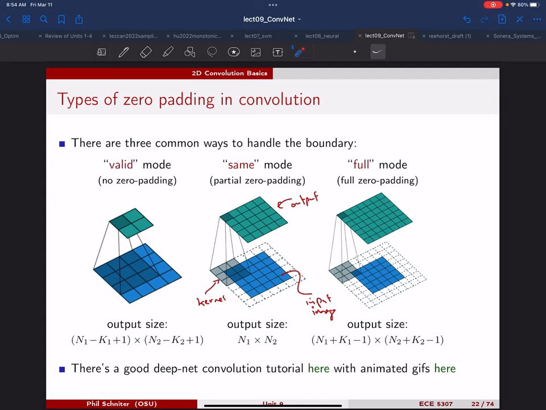And the trouble with that is, you might say, I've done this convolution, and now I've shrunk my image. And if I keep doing this convolution over and over again, and I keep shrinking my image, it's going to get smaller and smaller, and there's going to be nothing left.